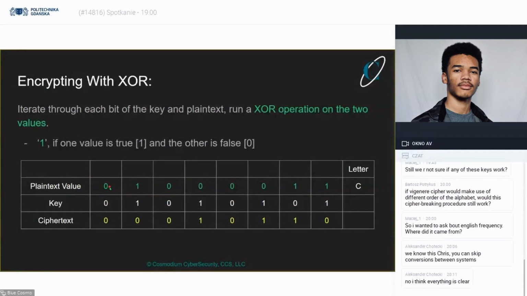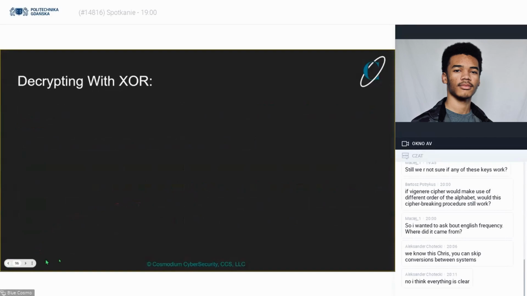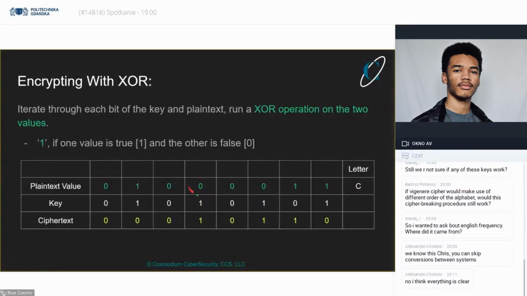So we're looking at 0 and 0, which is false and false. So this returns false, so we put that 0 there. This is true and true, so we put that 0 there because both values are true. But when we get to something like 0 and 1, whoops, we can see that, hey, one of these is false, one of these is true. That exclusive OR operator will return a 1.